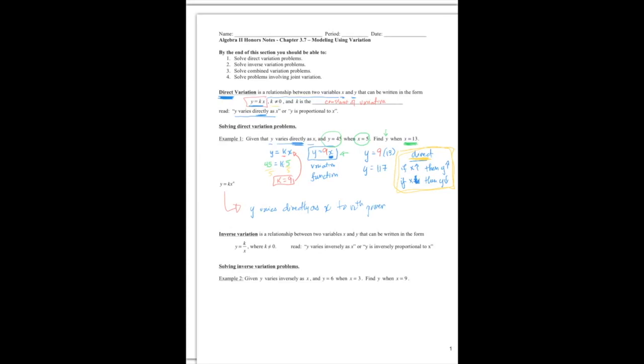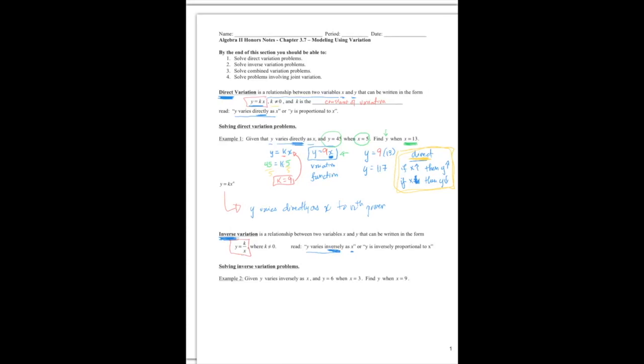The second type of variation is called inverse variation. It's still a relationship between x and y, but notice the pattern. So here is the equation for inverse variation. Again, x cannot equal 0. How do we read that? We read it as y varies inversely as x. So when you read those words, you should think of this equation.